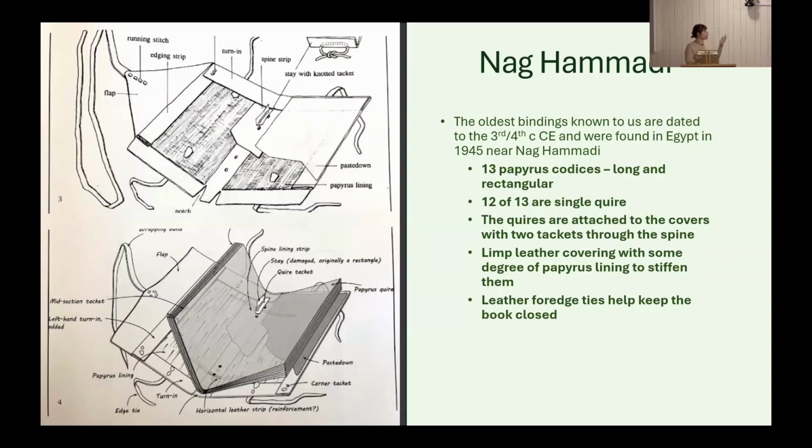The first known binding that we have is from the 3rd and 4th century. It's found in Egypt, which tends to be a place where a lot of these materials are found because it's so dry, and when they're kept out of the sun, it creates a really nice preservation environment. There were 13 codices found, which tended to be very long and rectangular, and they could either be limp leather, just a leather wrap, or they had a degree of papyrus stuffed in to help stiffen the leather. 12 of the 13 are just one group of nested pages, a single quire, and they had a wraparound to keep that book nice and tight.